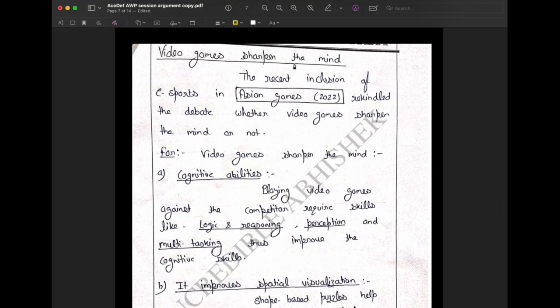So, video games sharpen the mind. This is a 2022 PYQ question, as I have shown you recently above. The recent inclusion of esports in Asian Games rekindled the debate whether video games sharpen the mind or not.